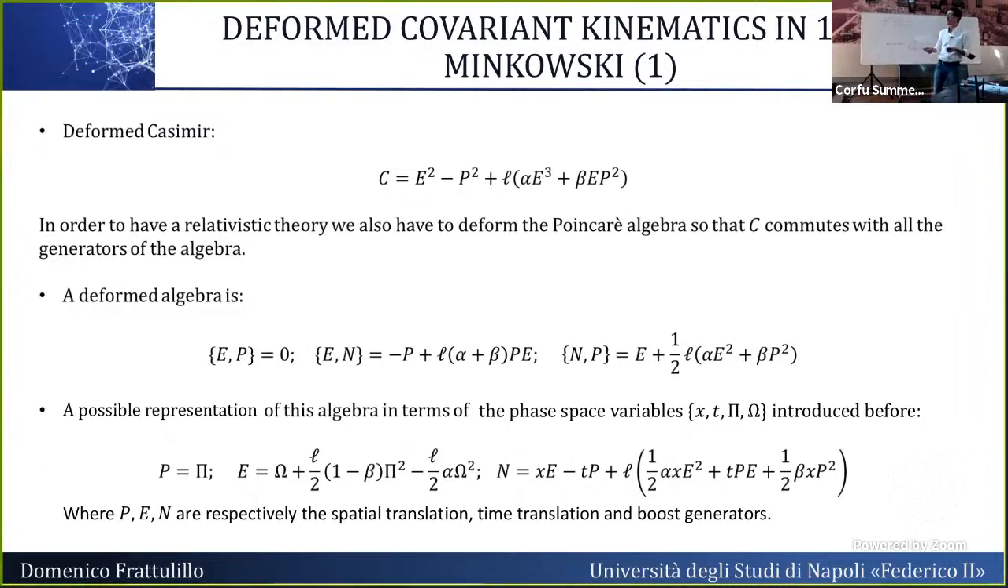relativistic theory. And here I present a relativistic algebra that is compatible with this Casimir, and here there is a representation of this algebra in terms of the phase space variables that we have introduced before, x, t, and the conjugate momenta pi and omega. And also in this deformed situation, P is interpreted as the spatial translation generator, E as the time translation generator, and N as the boost generator.